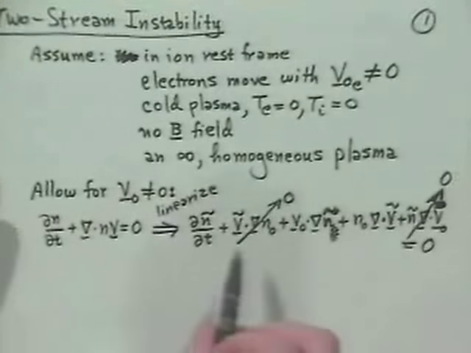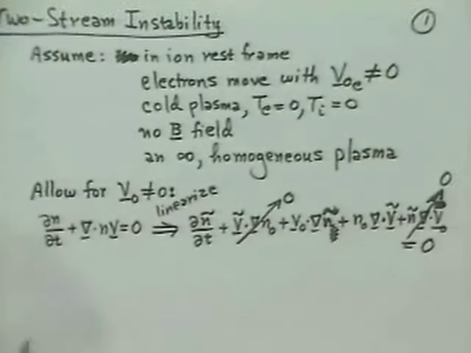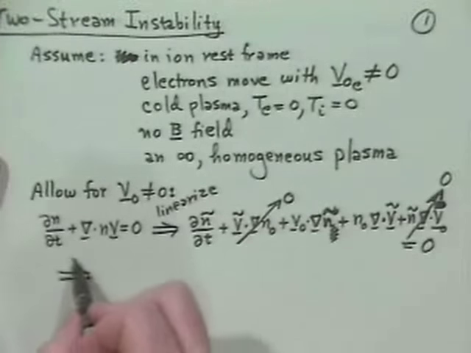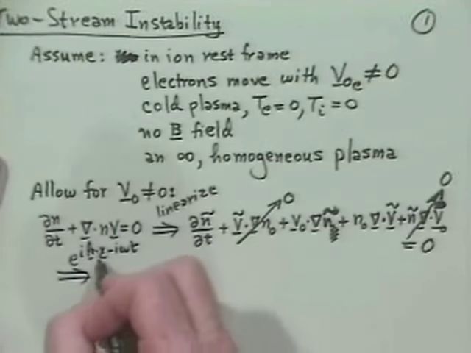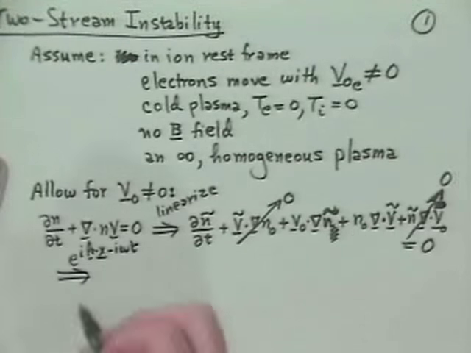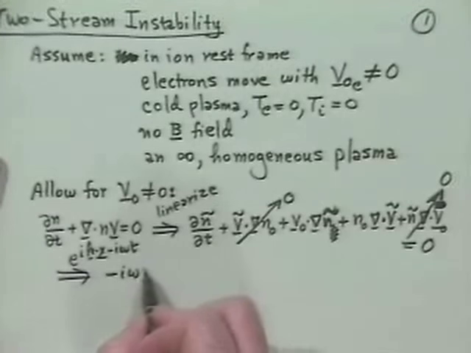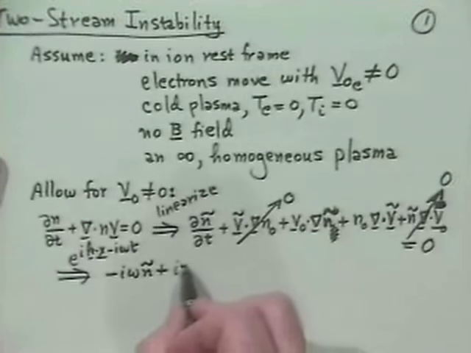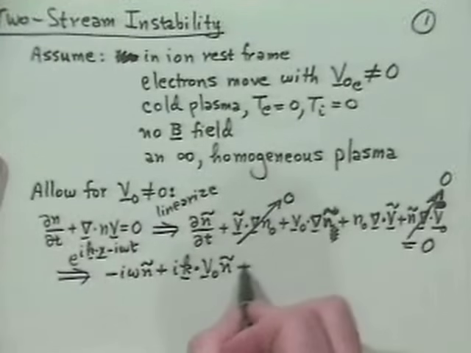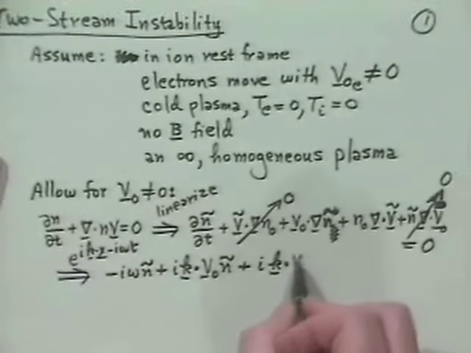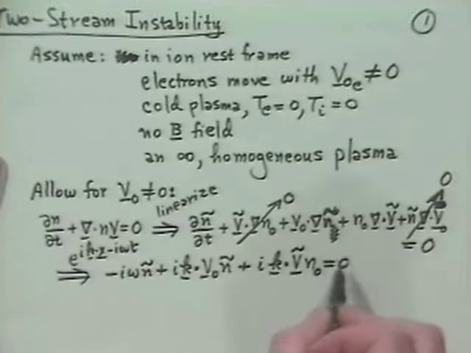Okay, so now the next step, of course, is we assume that we're interested in wave-like structures, e to the i k dot x minus i omega t. And all that says is convert the time derivatives into minus i omegas, convert the gradients into i k's. And what that then gives us is minus i omega n tilde plus i k dot v naught n tilde. So that's for that term. And then plus i k dot v tilde times n naught is all equal to zero.